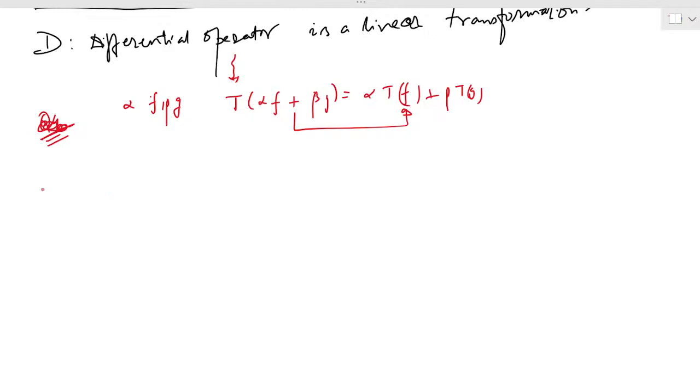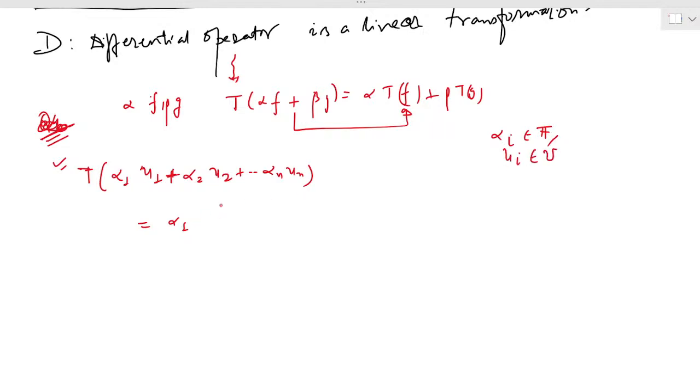for a more general scenario. I can write this also. If I want to say that it is a linear transformation, then I can go on writing this. I'm saying that T is a linear transformation, then it implies this, where the alpha i's are some entries from the field F and the ui's are vectors from the vector space U. So this is equal to alpha 1 T u1, and then alpha 2 T u2, and so on and so forth, alpha n T un. Okay, so this is how you can extend the definition that you've been doing.